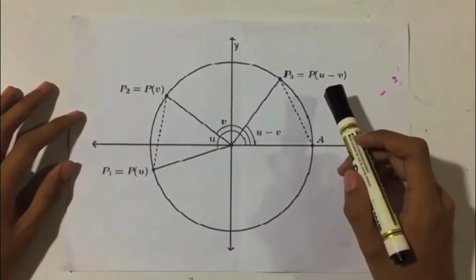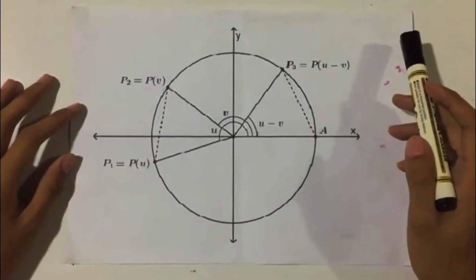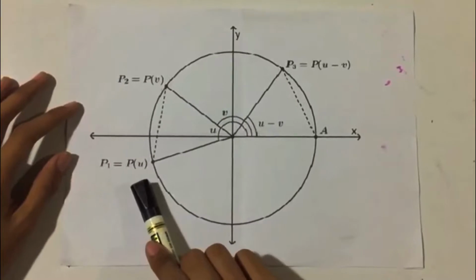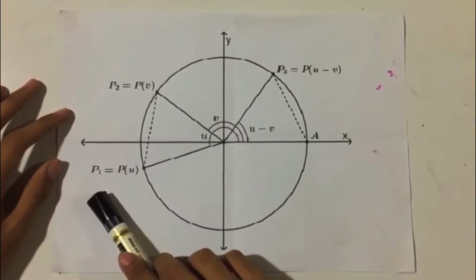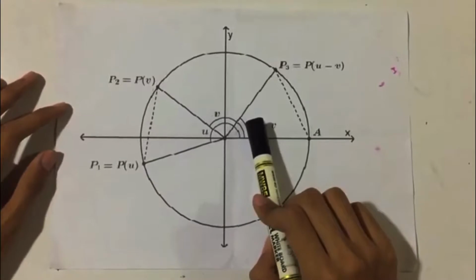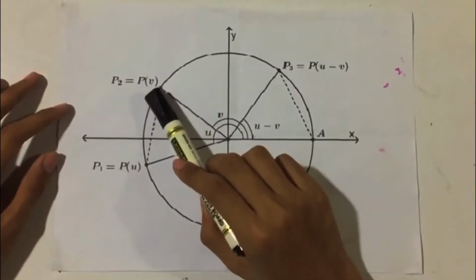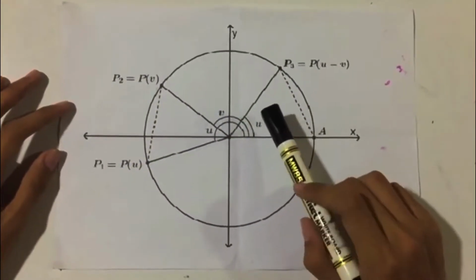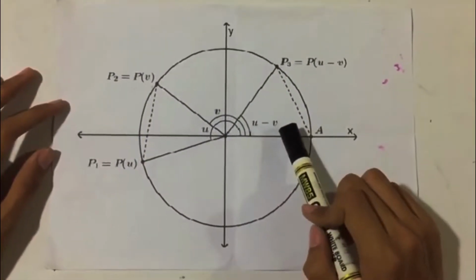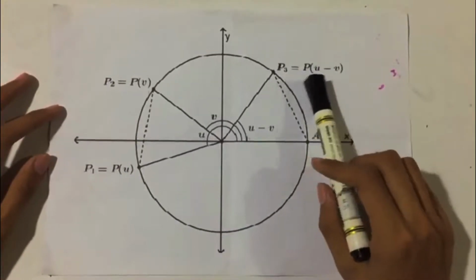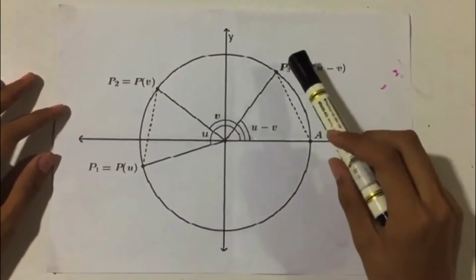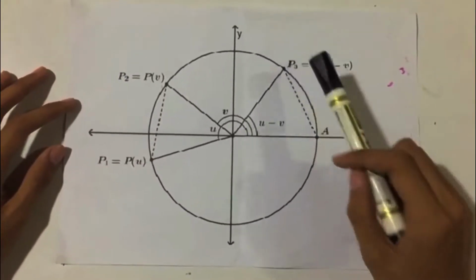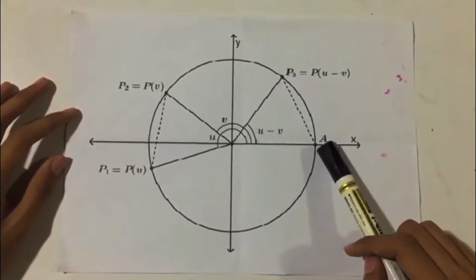In order to crack the code, we examine the given clue. As you can see right here, this is the angle U, and its point of tangency is P of U, which is our first point. On the other hand, this is the angle V, whose point of tangency is P of V, and that is our second point. It is also visible that this is angle U minus V, and its point of tangency is P of U minus V, and that is our third point. And last, another point has been given, the point A, which lies on the x-axis.